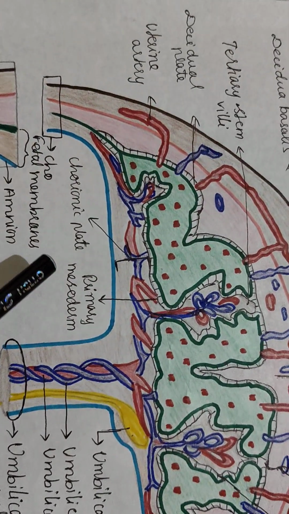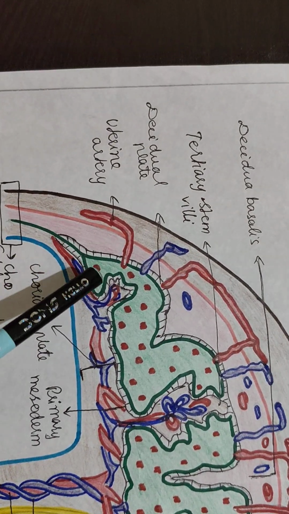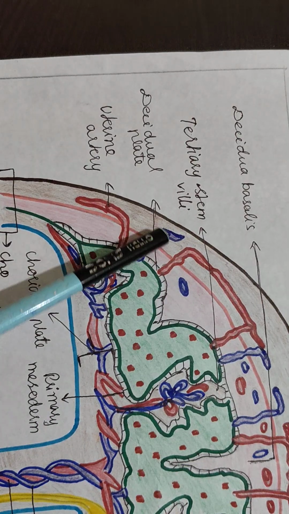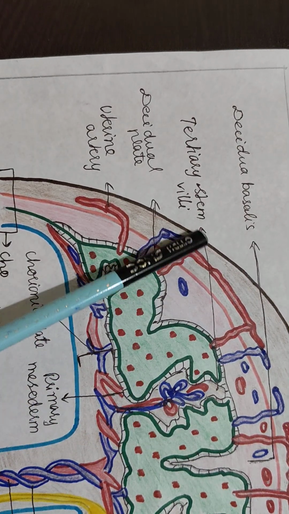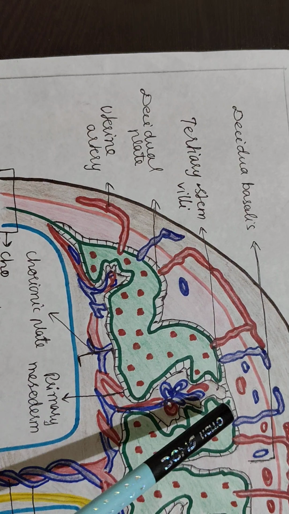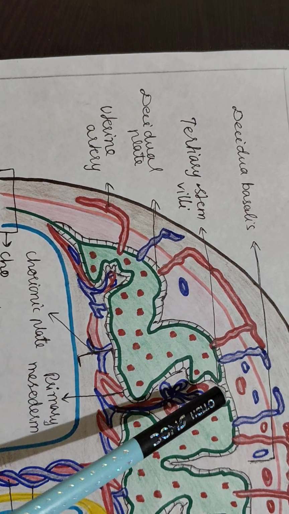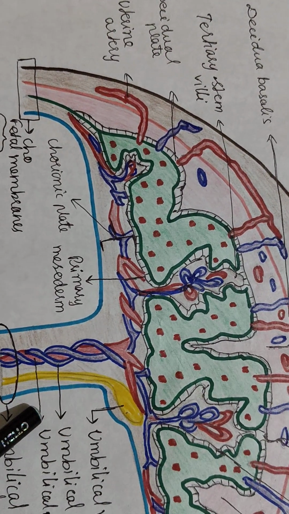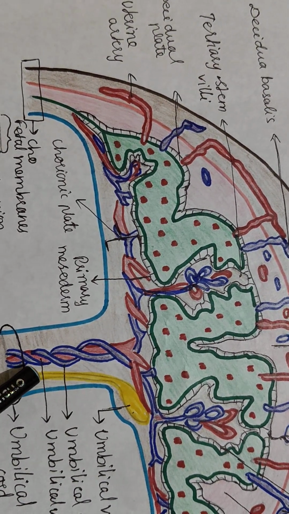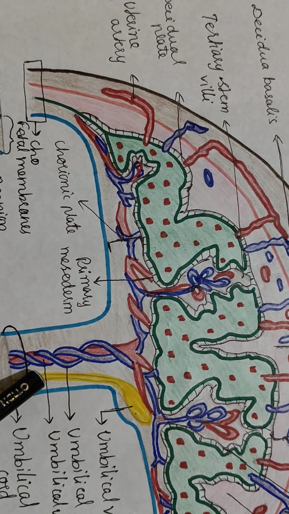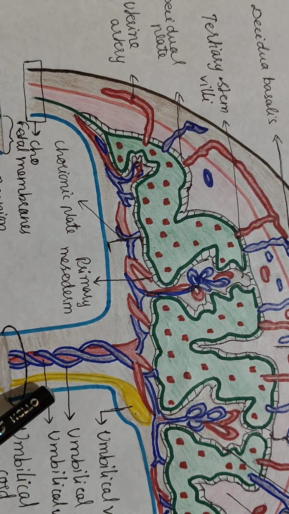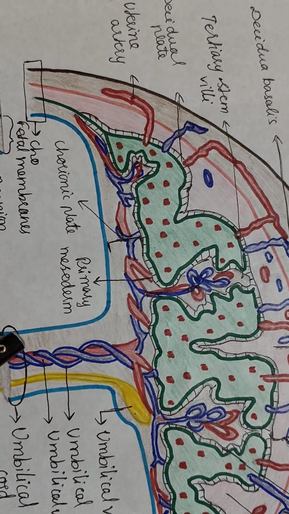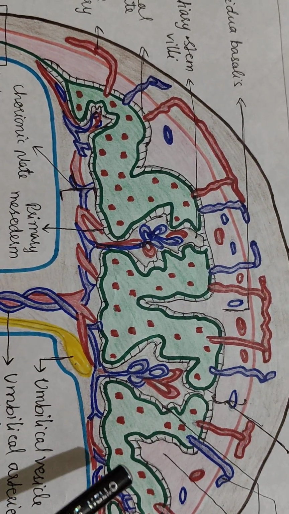And next, here we have the tertiary stem villi. I forgot to say that this chorionic villi part has the tertiary stem villi. This is an important thing. And the umbilical vessels: this is the umbilical vein. The umbilical vein carries pure blood, and the umbilical arteries carry impure blood. This is a mature placenta image.